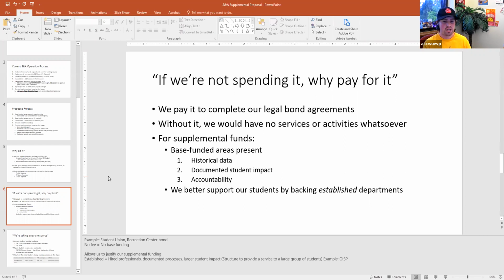And so what I say is the best way for us to support our students better is by backing these established departments. And by established departments, I mean hired professionals who have structure and documented processes that guarantee impact to a large group of students, versus a smaller impact for a lower amount of money. What I'm saying here is what Eunice was saying: our students pay this money, we support our Office of International Studies and Programs, and then they can better support programs for these students.